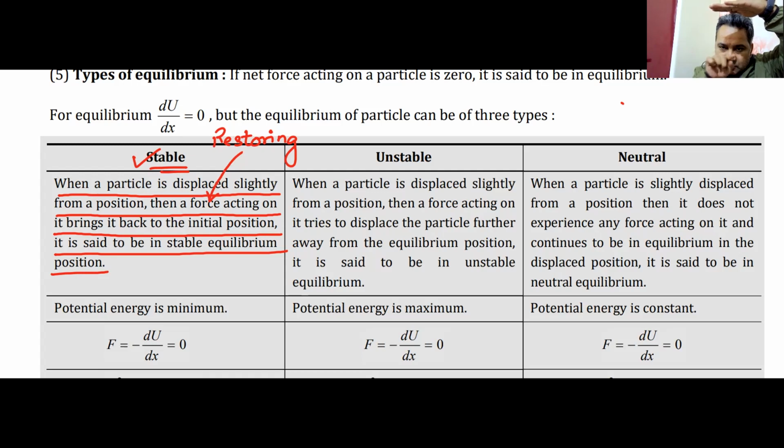If I displace this ball, it will go up, but it will come down. While it is going up, there is a force which is trying to pull it back. This force is known as the restoring force. It is trying to bring this body back to its original position. Such type of equilibrium is known as stable equilibrium.